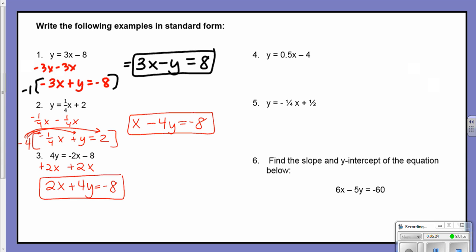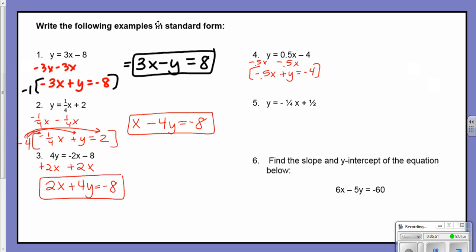Okay? Feel free to pause and work ahead of me if you want to and come back and check. But I'm going to keep on trucking. So number 4, again, I have to have the x first. So I'm going to subtract 0.5x. So negative 0.5x plus y equals negative 4.